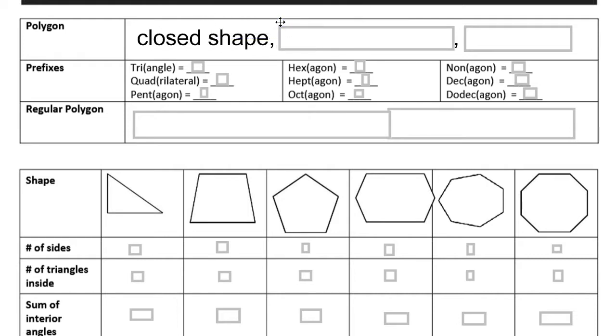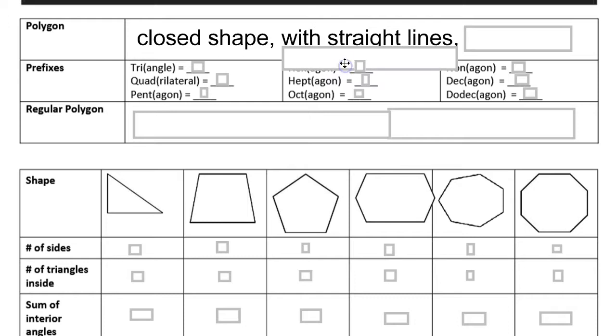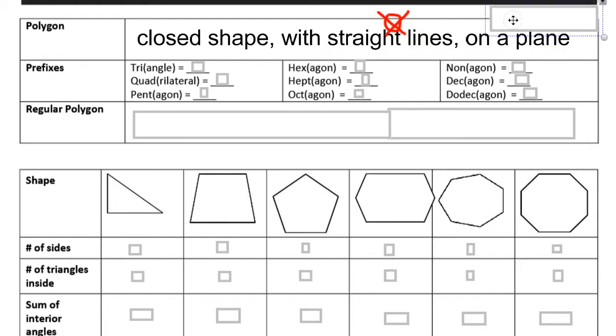So you can't just have a bunch of lines open like this. That is not a polygon. You also need to have straight lines. So one of the most common shapes that we would be used to, like a circle, is not a polygon because it does not have straight lines. And then finally, last big piece of being a polygon is it needs to be on a plane. Now usually we take that for granted because we draw most shapes on a piece of paper, but it needs to be something that sits flat on a plane.